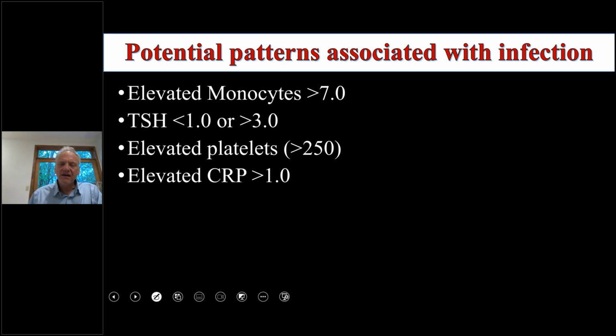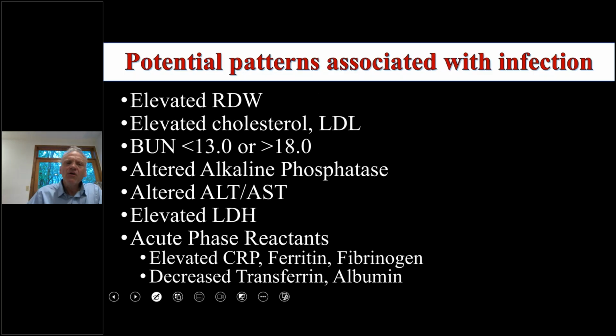But let me show you another scenario. The patient is fatigued, their TSH is lower than 1, platelets are 275, CRP is 3. I'm going to say, yeah, CRP is probably or could be related to that pattern that looks like infection. All right, so these are also things that are associated with chronic infection. I will just say that you don't see them as much.